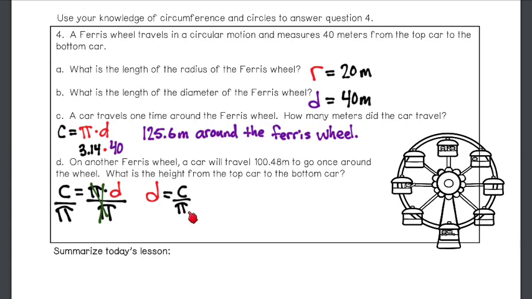Then I can take my information and plug it in. In this case, the circumference is 100.48 meters. So I plug in the 100.48 meters, and I'm going to divide that by pi. So I divide that by 3.14, and the approximate answer, if I were to divide that out, we would get 32 meters. So I know that from the top car to the bottom car is 32 meters, which is still a fairly big Ferris wheel.